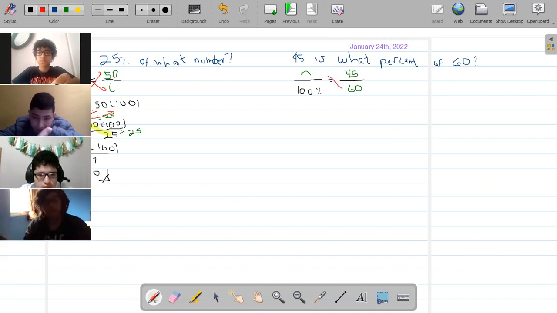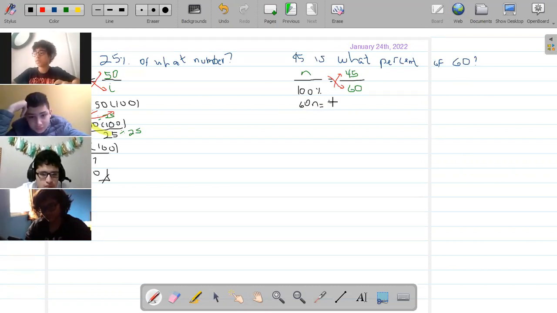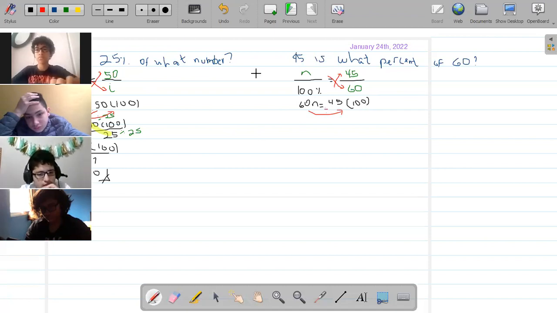And again, we use products of extremes and means. So we got 60 times n, that would be 60n. And 45 times 100, remember, we are just multiplying. We're not solving right now, so just 45 times 100. 60 is multiplying, goes dividing. So we get that n is equal to 45 times 100 divided by 60.